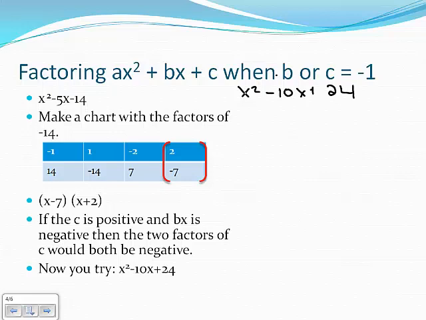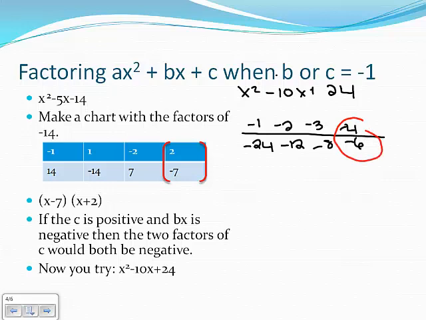Now you try. x squared minus 10x plus 24. Make a chart with the factors of 24 that will also give you negative 10 when added together, which would be negative 1 and negative 24, negative 2 and negative 12, negative 3 and negative 8, and negative 4 and negative 6. Negative 4 and negative 6, when added together, give you negative 10. So you plug them into the equation and you get (x minus 4) times (x minus 6).